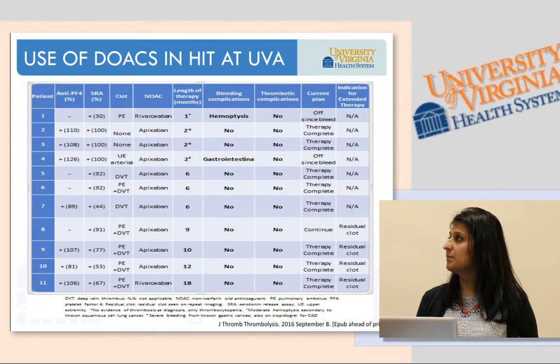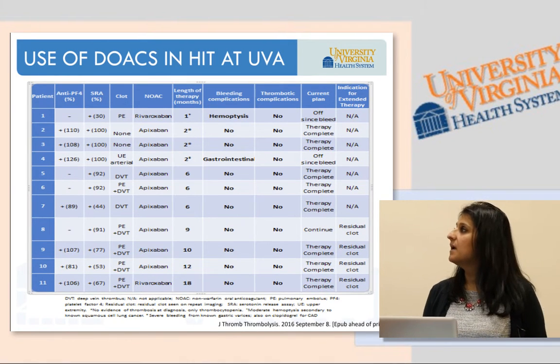Only 2 of these 11 patients had a bleed. One had hemoptysis and one had gastrointestinal bleeding. The patient that had hemoptysis also was diagnosed with advanced lung cancer 2 months prior to diagnosis of HIT, so we think that played a role in the hemoptysis, and rivaroxaban was taken off for the patient. For the GI bleed patient, that patient was also on clopidogrel, was worked up for some cardiac disease as well, and had varices, which is what led to this bleed. So we don't know if it's really due to the DOACs.